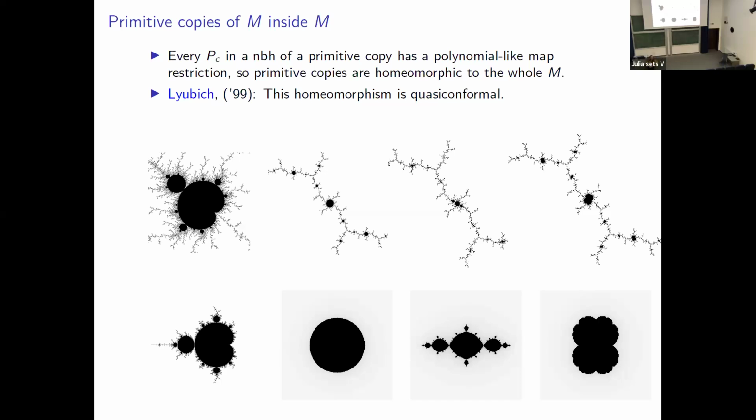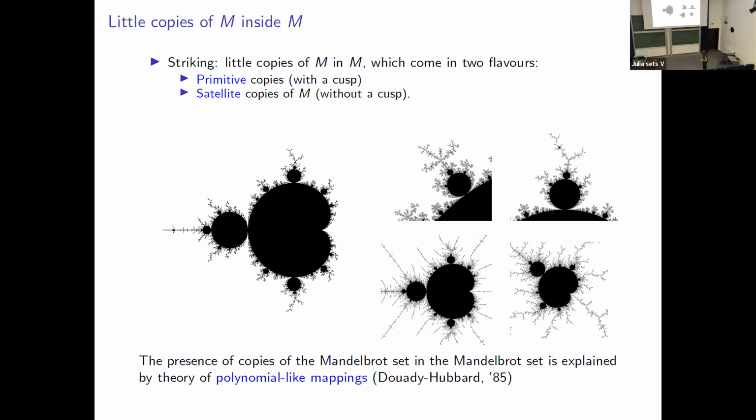These shapes really look like these shapes, so it really makes sense. Okay, so this is the story for primitive copies of the Mandelbrot set, the ones that have a cusp. What happens with the satellite ones, the ones that do not have a cusp? Let's remember that we have these kinds of copies, the primitive ones, and the satellite ones, they're these.